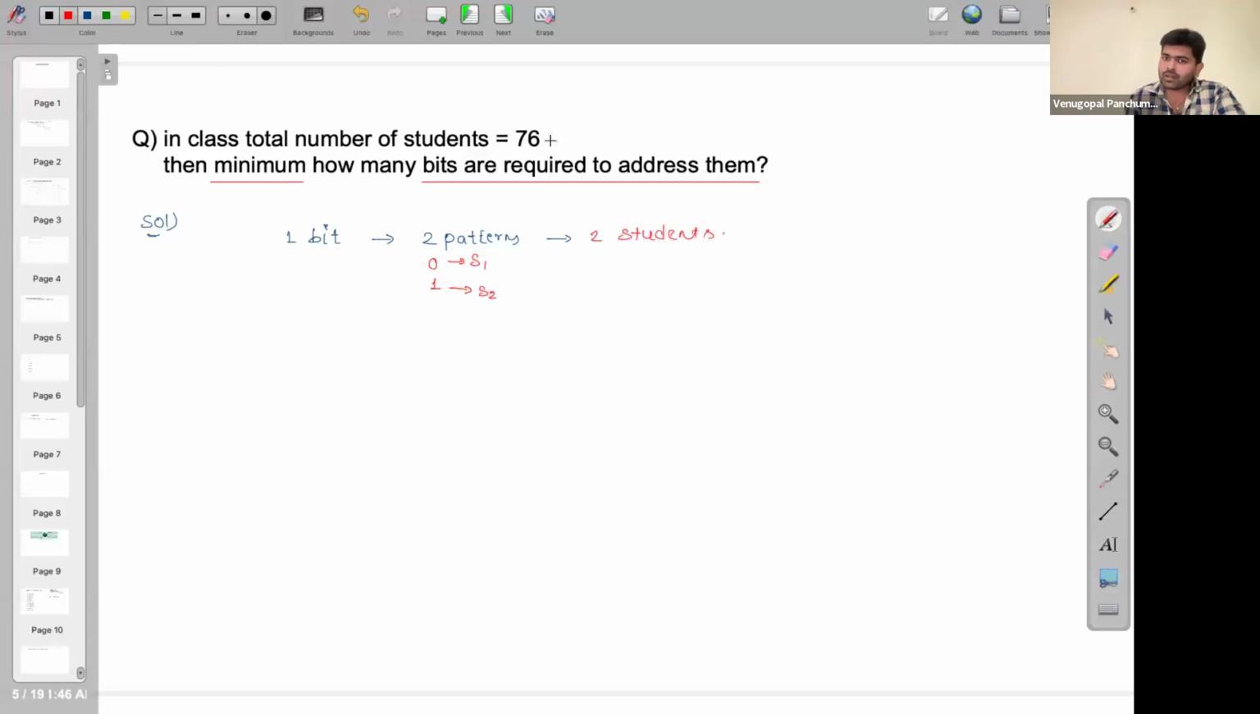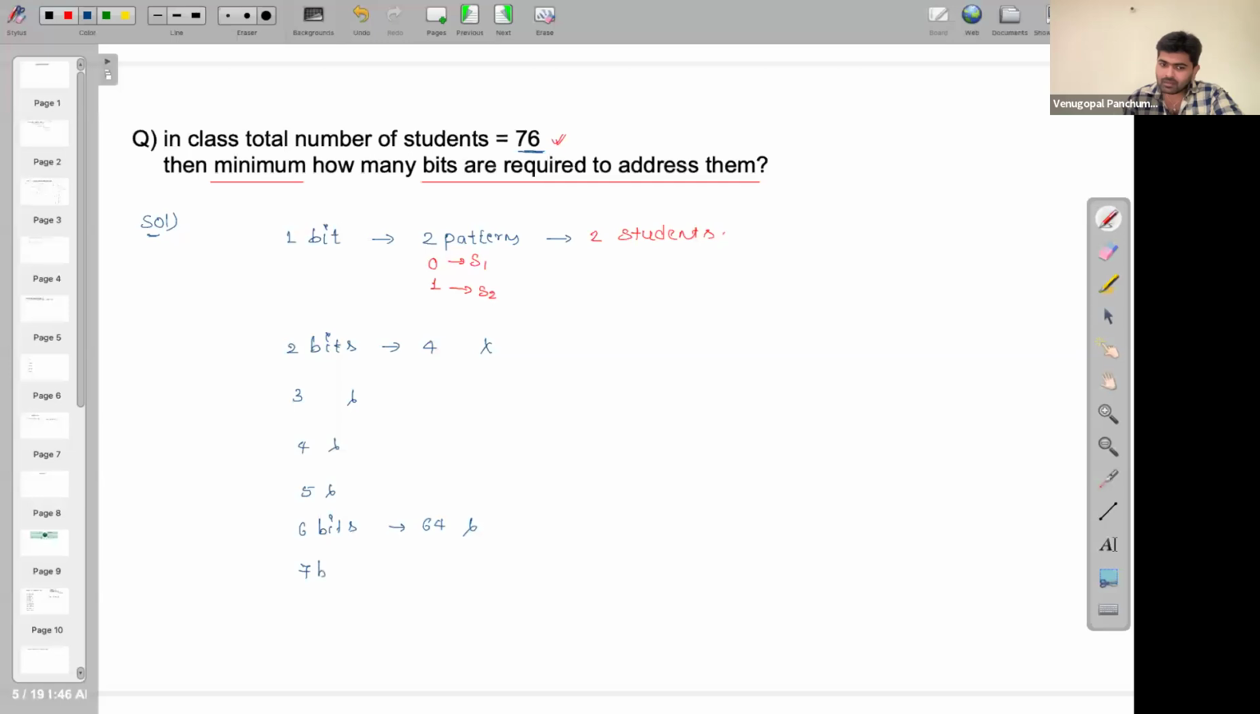But I want to address 76 students. Then you tell me, are 2 bits enough? No, you will get only 4 patterns, but you want 76. So this cannot help. Can 3 bits help? No. 4 bits? No. 5 bits? No. 6 bits? No. With 6 bits, 64 patterns are possible, but you want to address 76 students. So 6 bits are also not enough.